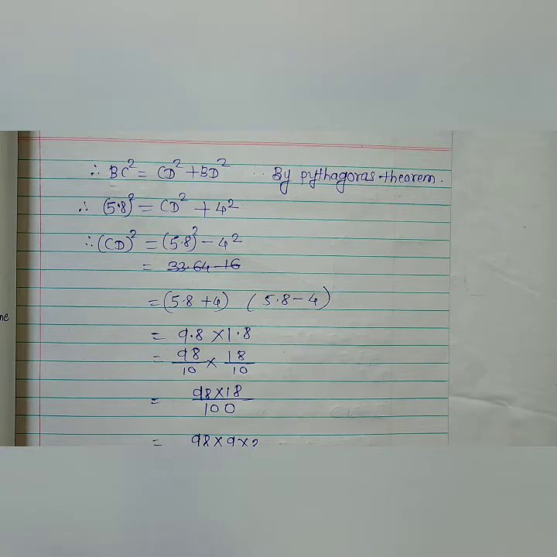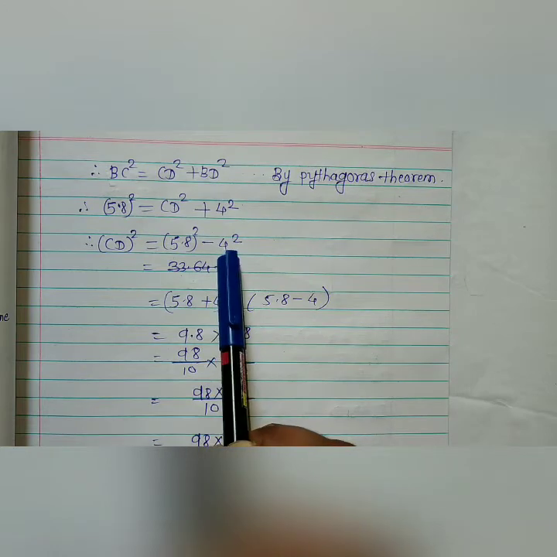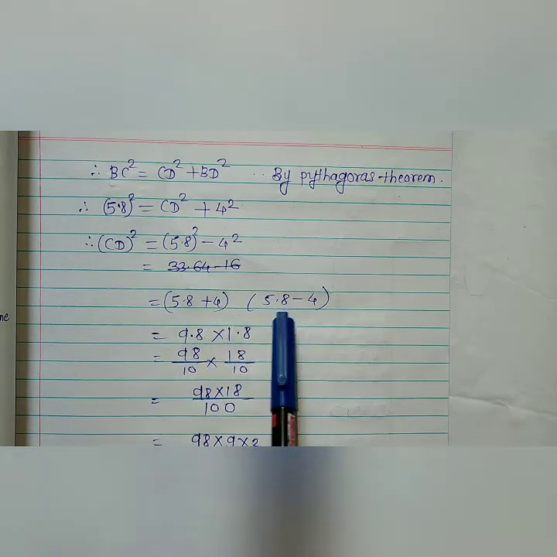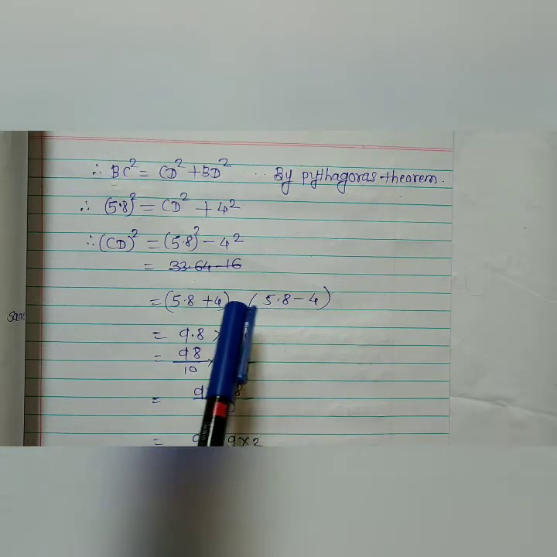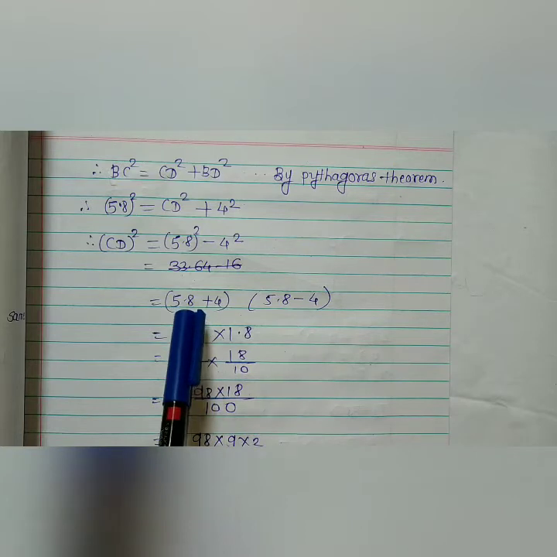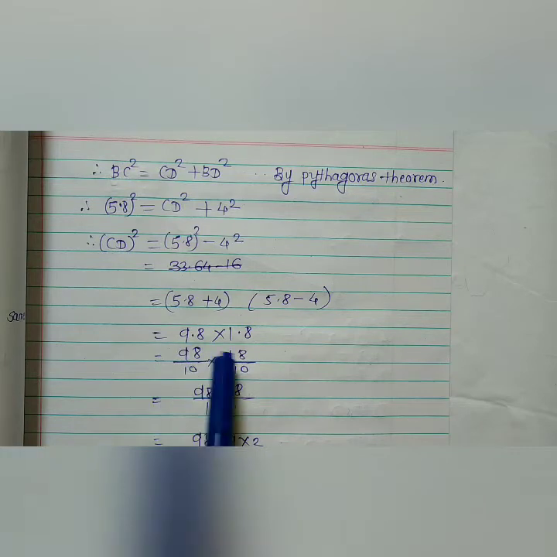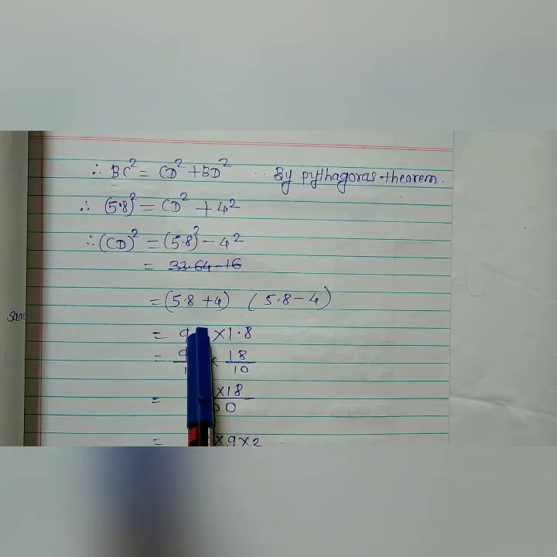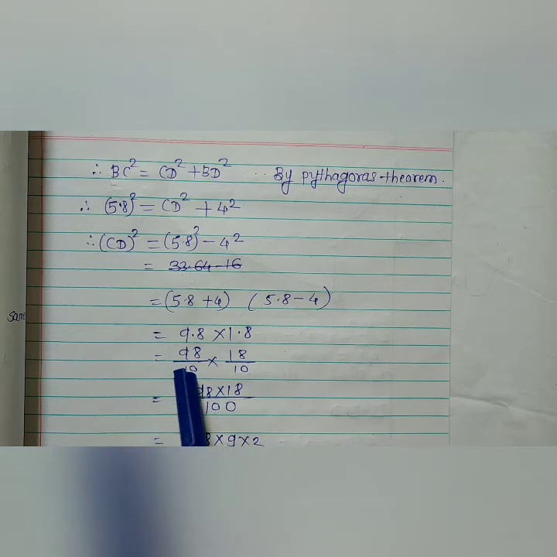And we know the formula: A square minus B square is equal to A plus B into A minus B. Here the value of A is 5.8 and the value of B is 4. Therefore 5.8 plus 4 in the first bracket, and 5.8 minus 4 in the second bracket. 5.8 plus 4 is 9.8 and 5.8 minus 4 is 1.8. For the multiplication, removing the decimal points, we get 98 upon 10 into 18 upon 10, that is 98 into 18 upon 100.